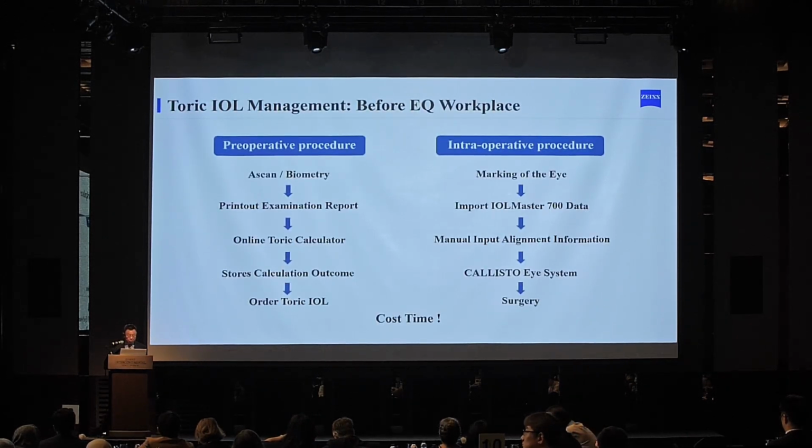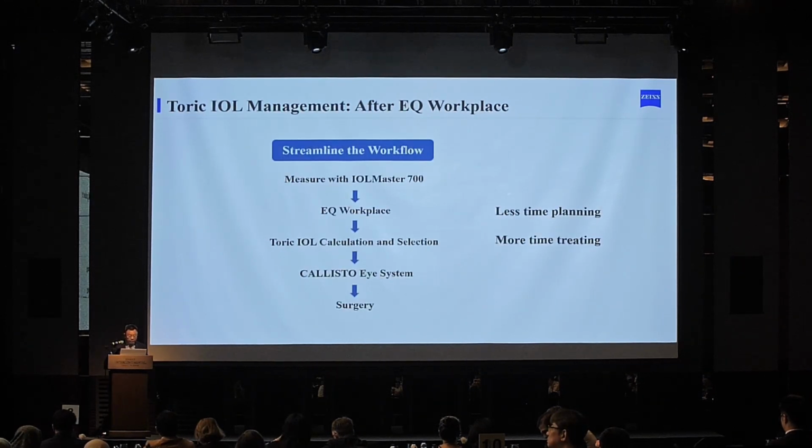Before we had the EQ Workplace, the use of toric intraocular lenses was a complex process. The preoperative and intraoperative steps were time-consuming and prone to human error, which would affect accuracy and efficacy. However, with the help of EQ Workplace, which has significantly increased our work efficiency, we can save more time and treat more patients.